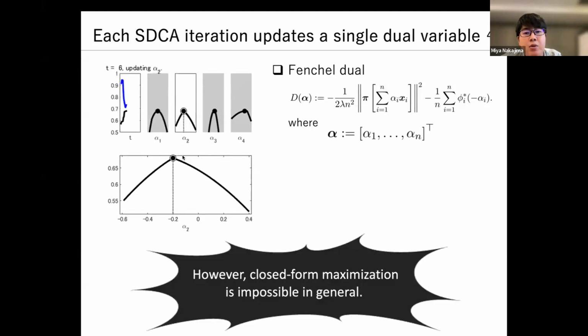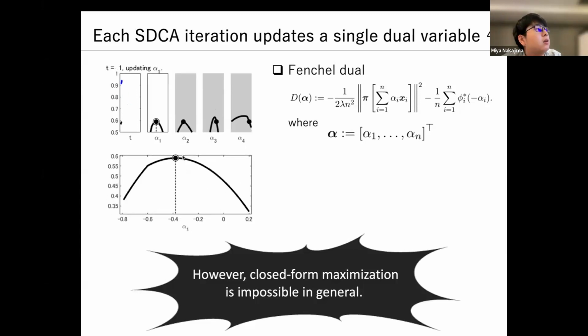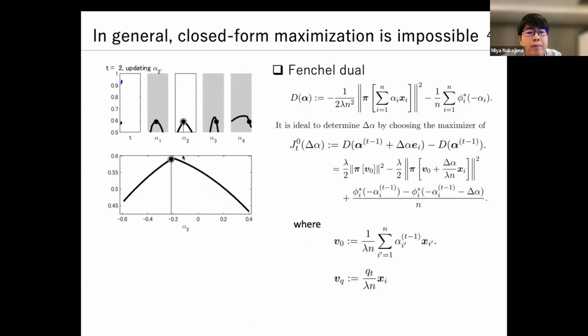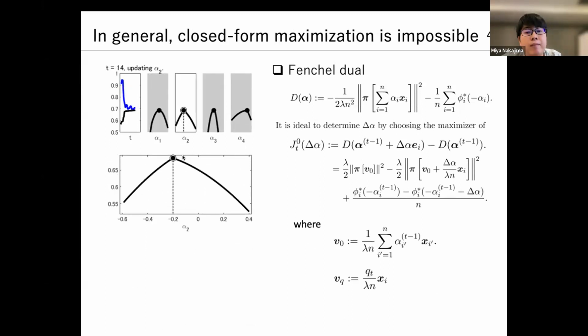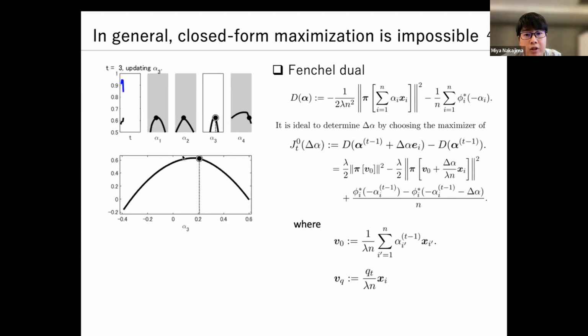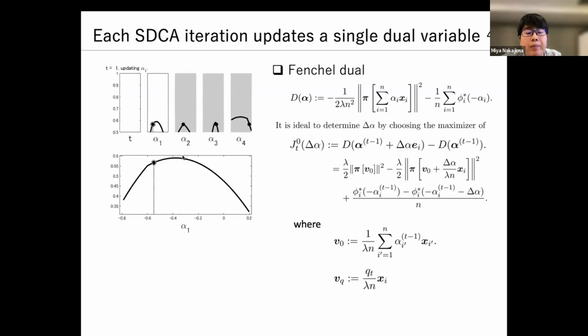However, there exists no closed form solution to this maximization problem in general. The Fenchel dual D of alpha can be expanded in this way. The update amount delta alpha being an argument in the loss function makes it difficult to maximize in closed form. For example, the update rule representing alpha 1 at which D of alpha is maximized cannot be expressed in closed form.